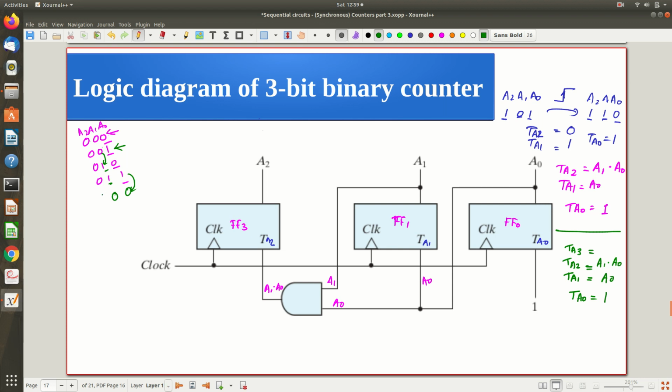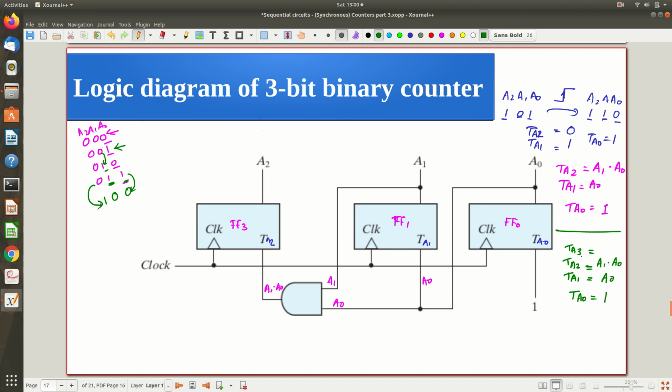Let's see this count. Here the next one will be 1. Now you can see that in this case both A0 and A1 are 1 1, right? Both of them are 1 1, and at that time I am toggling this bit. So the most significant bit is getting toggled when all the smaller bits are 1. This is how binary works, right? When all these bits are 1, these bits will toggle, and finally this will also toggle. That is why this is A1 dot A0.